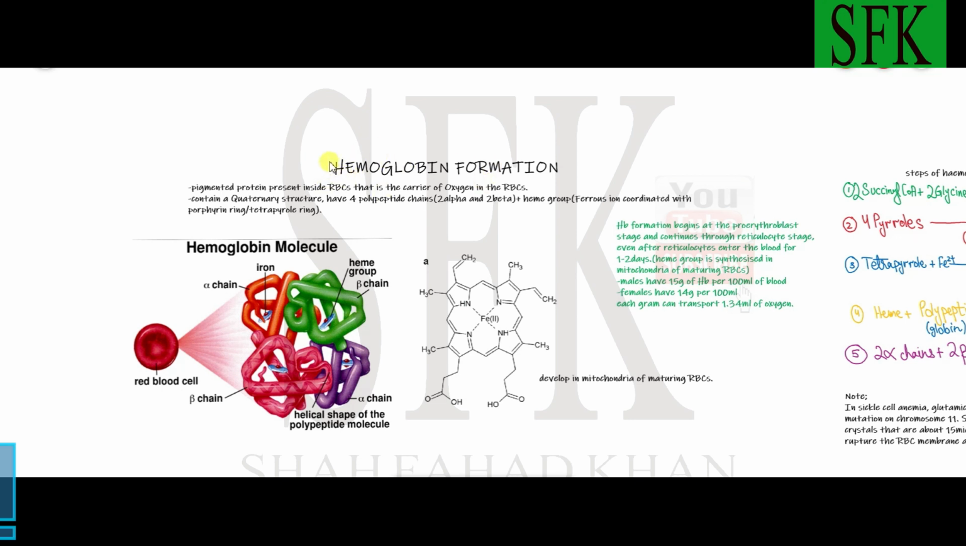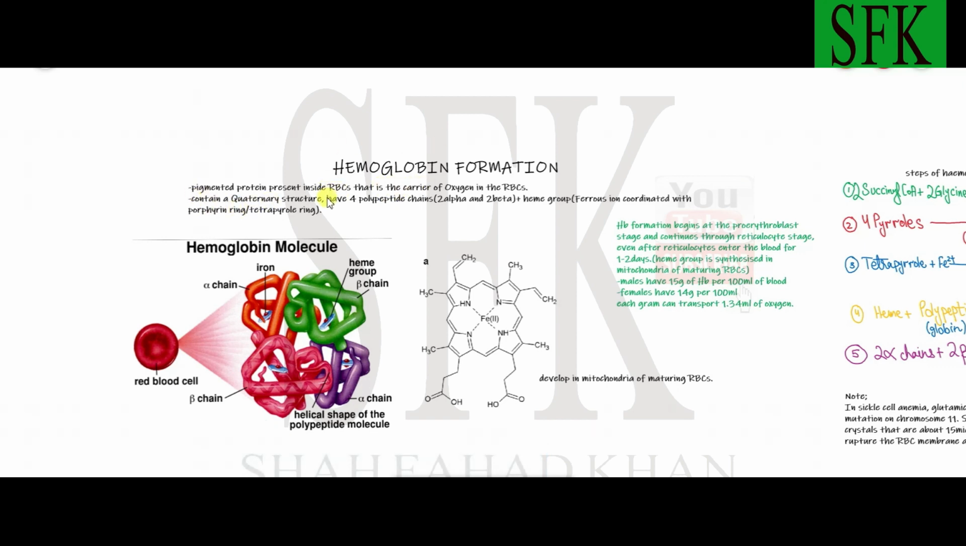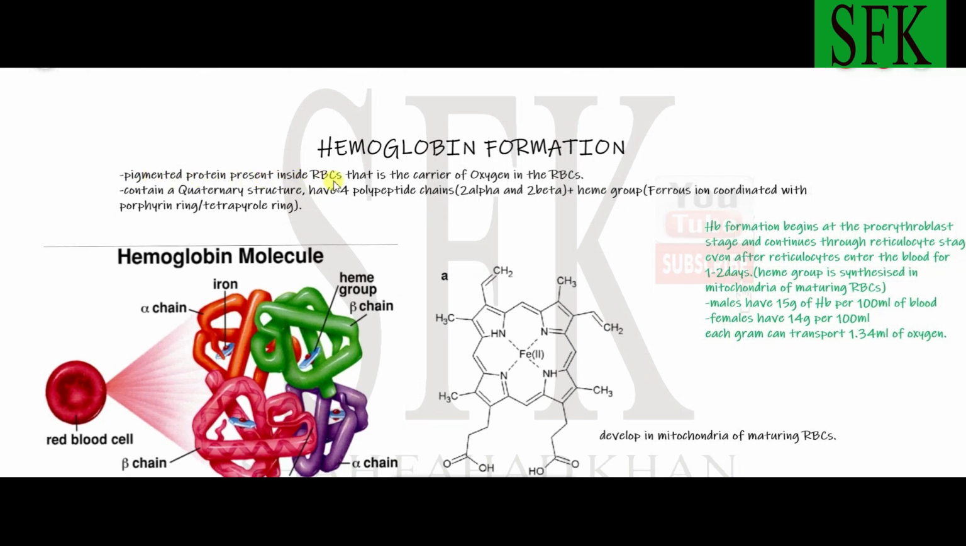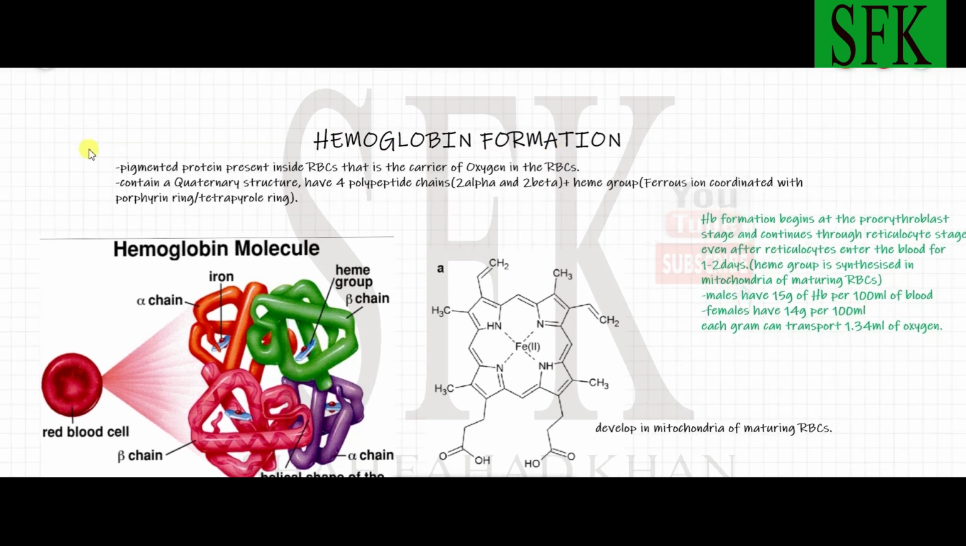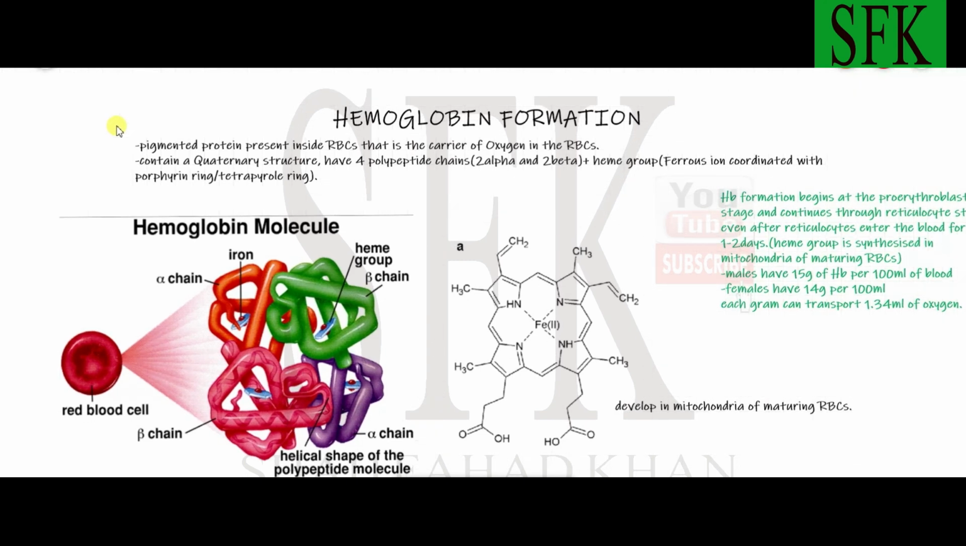Okay, now hemoglobin formation and its function, its structure, and everything, we are going to discuss in this lecture. Now, everything related to hemoglobin in the red blood cells. Okay, hemoglobin is basically a pigmented protein which is present inside the red blood cells, the main carrier of oxygen in the red blood cells. If hemoglobin is not present in the red blood cells, then oxygen will not be transported in the blood.